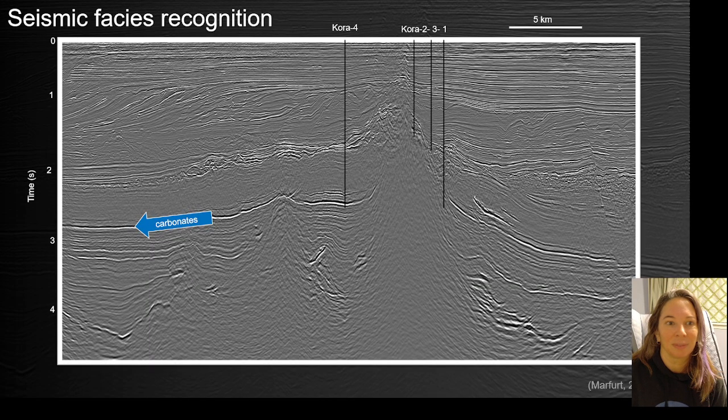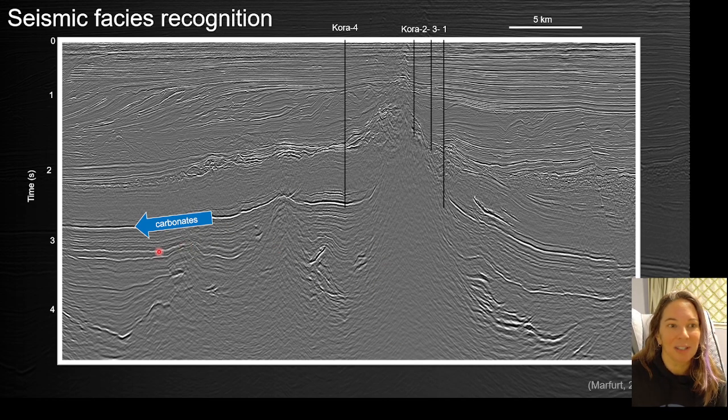I see them as a way to bridge the qualitative interpretation with the quantitative analysis that we do. What I'm going to show you here is just a vertical line through the Cora 3D survey. This is offshore New Zealand in the Taranaki Basin, just a little bit to the west of the North and South Islands. When we look at the seismic data, we can see a lot of patterns in here. And we also happen to have a few wells.